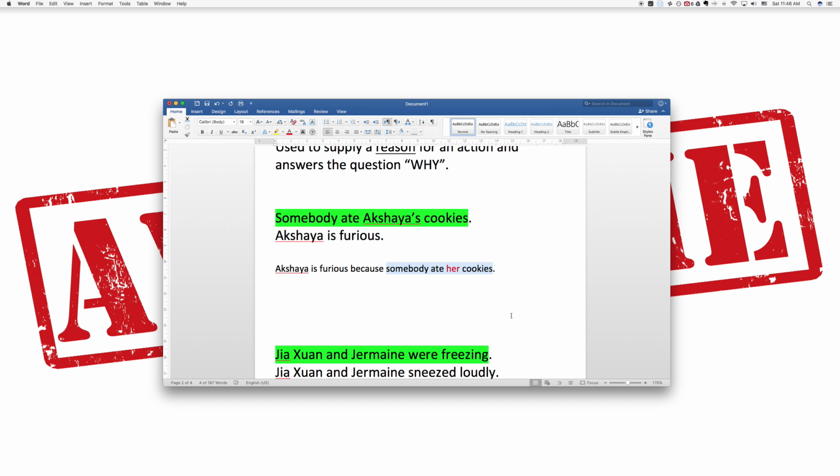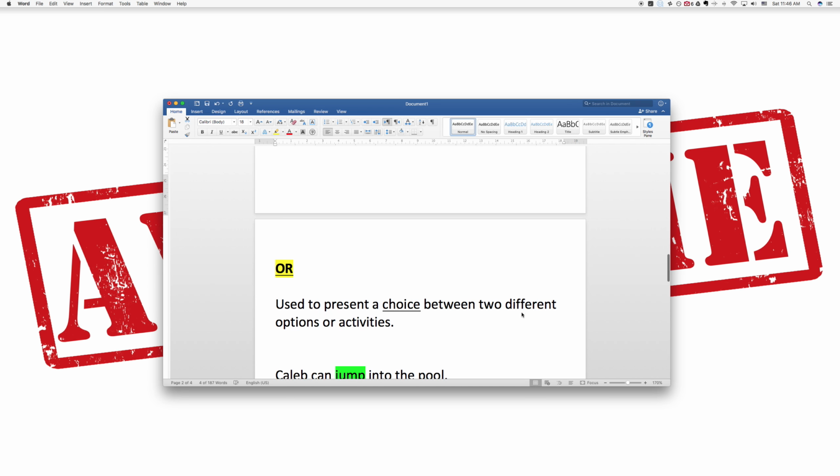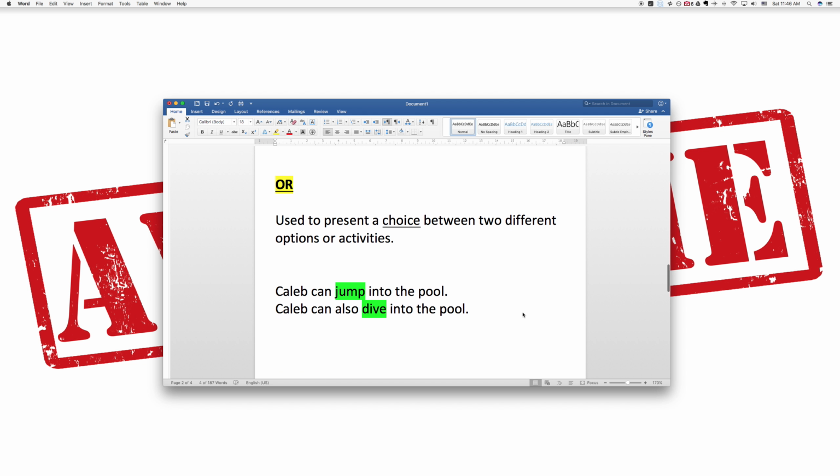Let's move on to the next connector, which is in Unit 9, and that's OR. OR is used to present a choice between two different options or activities. Shout out to Caleb, and shout out to Primary 3 swimming program. So pretend we are all in the pool, and Caleb has a choice. Caleb can jump into the pool. He can also dive into the pool. I hope you know the difference between the two. Alright? Jumping is more like a cannonball. Diving is more graceful. Alright?